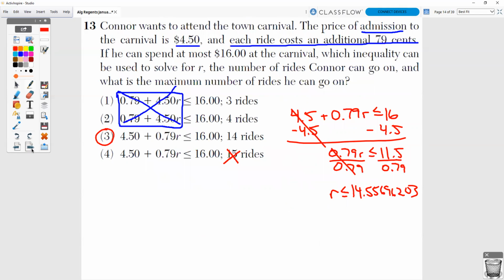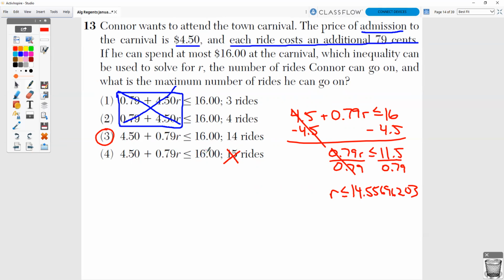In question number 13, Connor wants to attend the town carnival. Admission is $4.50 plus each ride costs 79 cents. Just from that statement, we can get rid of these two choices. These two choices say that it's $4.50 times the number of rides plus 79 cents. That doesn't make any sense because you're paying 79 cents per each ride. So 79 cents times the number of rides plus the one-time admission fee of $4.50. So now we've got it narrowed down to here.